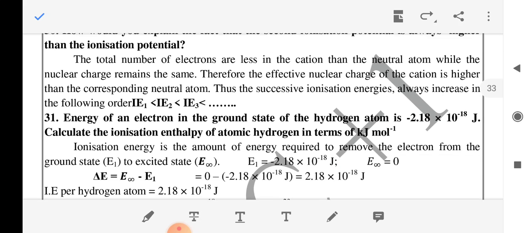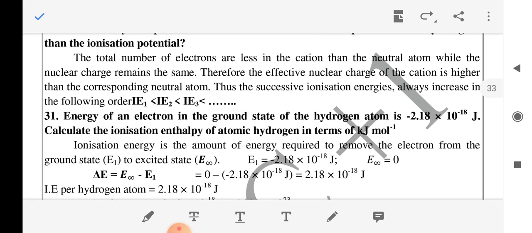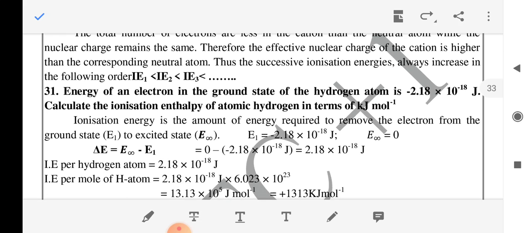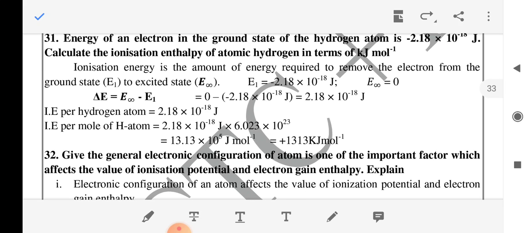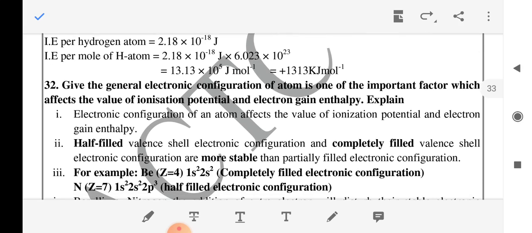The next question: the energy of the electron in the ground state of the hydrogen atom is 2.18 × 10^-18 joule. Calculate the ionization enthalpy of atomic hydrogen in terms of kilojoules per mole. So we can substitute into the ionization formula: the ionization energy per hydrogen atom and the ionization energy per mole of hydrogen atoms. So we get +1311 kilojoules per mole. Okay.